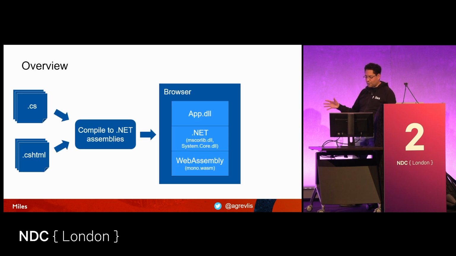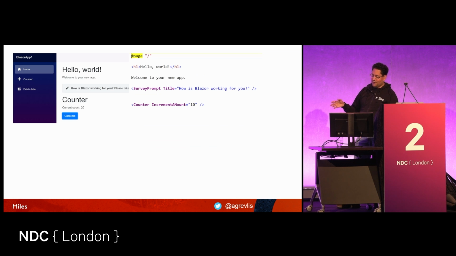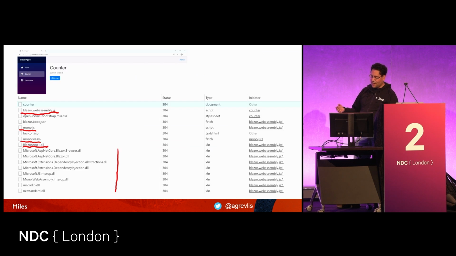The way that it basically works is you have your .cs files, your .cshtml files, and then you compile them to .NET assemblies. Since we have this version of the .NET framework, Mono, that can run inside WebAssembly, we can actually run .NET DLLs inside the browser. So it can look something like this. This is the introductory example, where you have a Blazor app with a counter, and then you can change some properties on this counter.